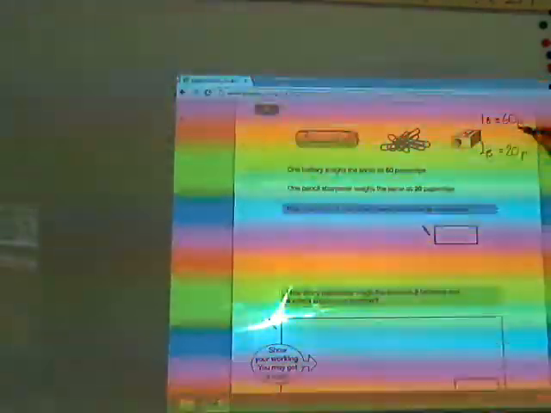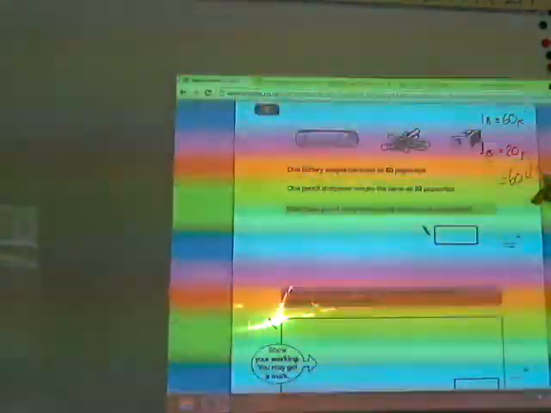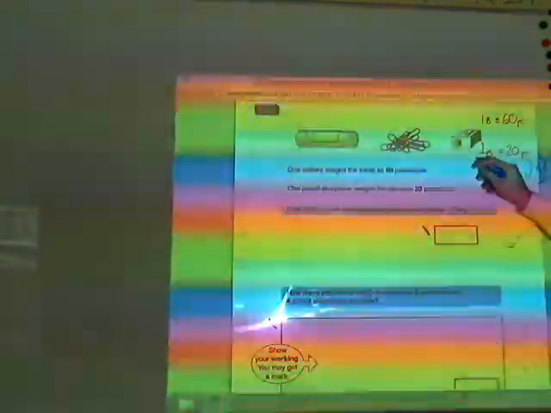So one battery is how many paper clips? 60. So how do we get from 20 to 60? Times 3. We're doing a ratio question. As we triple the number of paper clips, what do you do to the pencil sharpeners? Triple that as well.